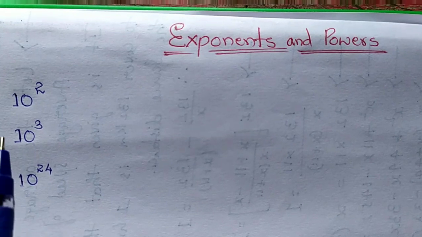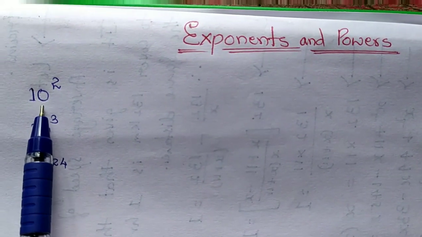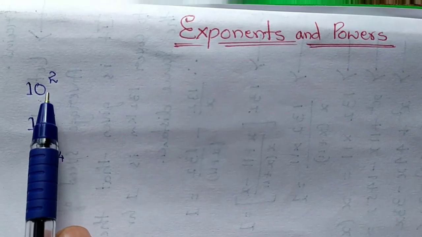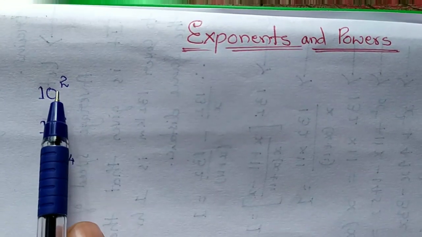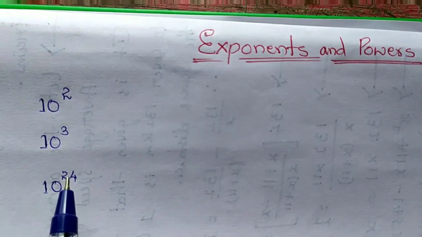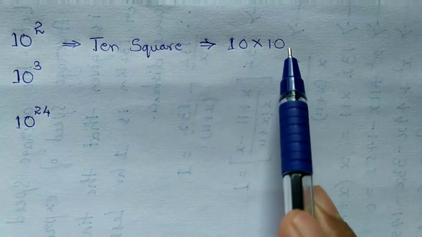Before going to details, first we should know the basic things. Here I have written 10 and the power is 2. So how will we read this one? This will be 10 square. If the power is 2, then we can say it as 10 square, and we can write it in the expanded form as 10 into 10.